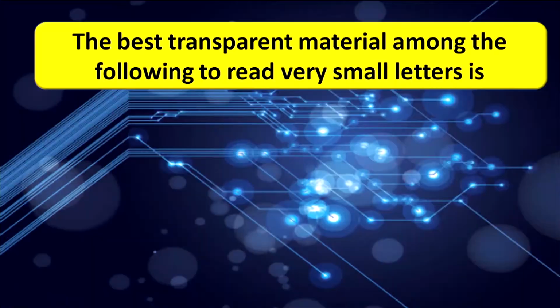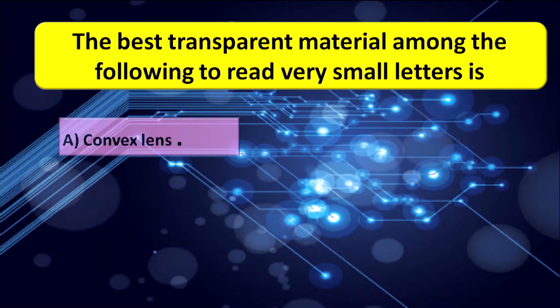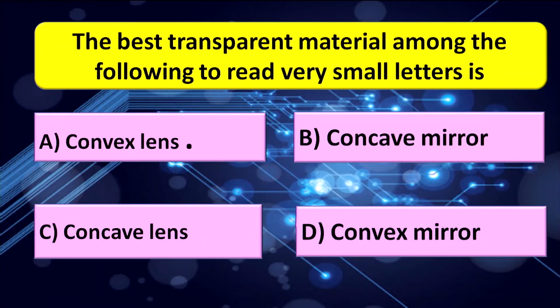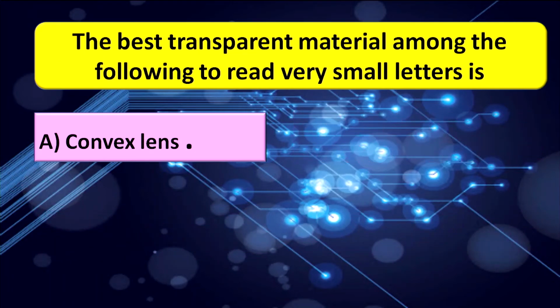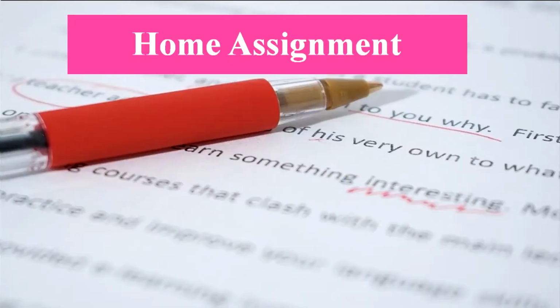The next question is, the best transparent material among the following to read a very small letter is. The four options for this question are A, convex lens; B, concave mirror; C, convex lens; D, convex mirror. The answer for this question is A, convex lens.